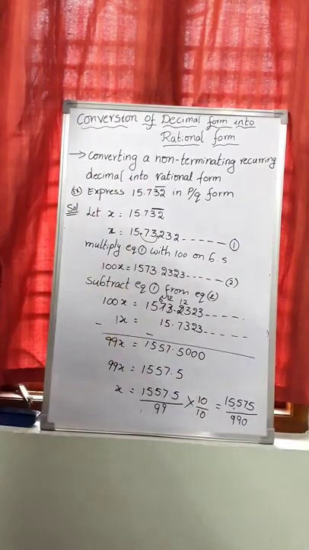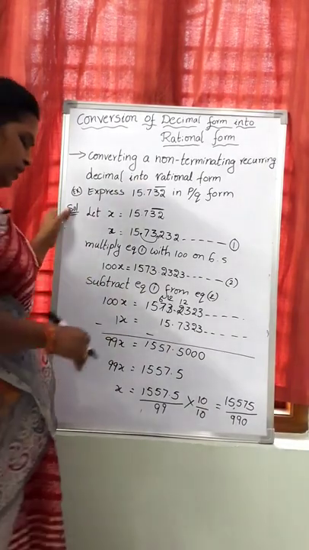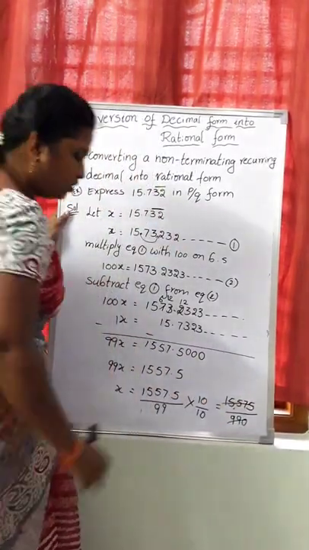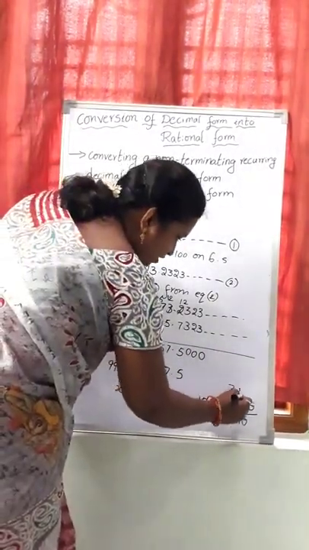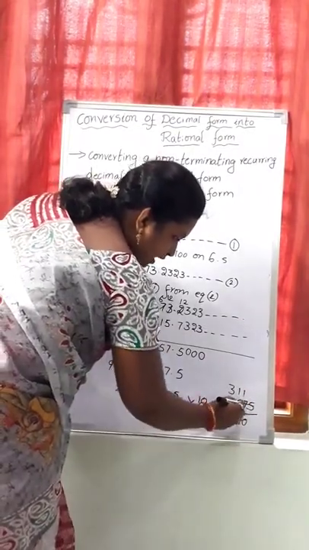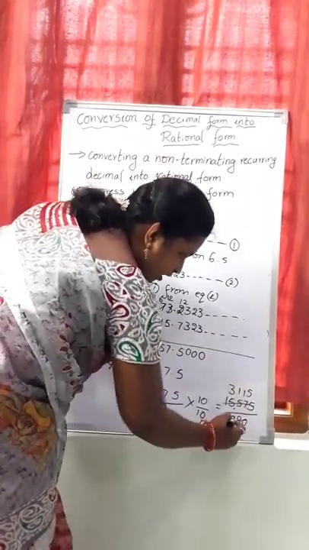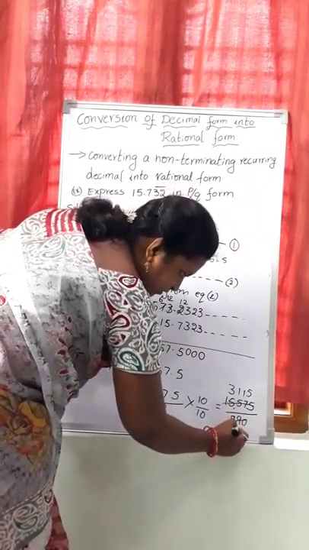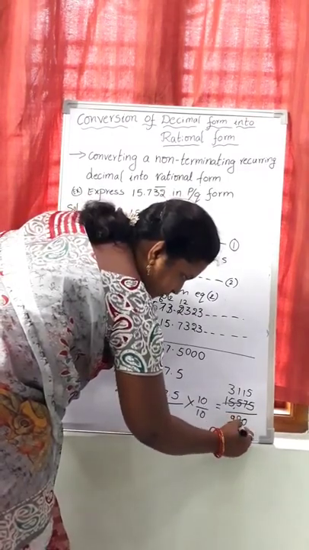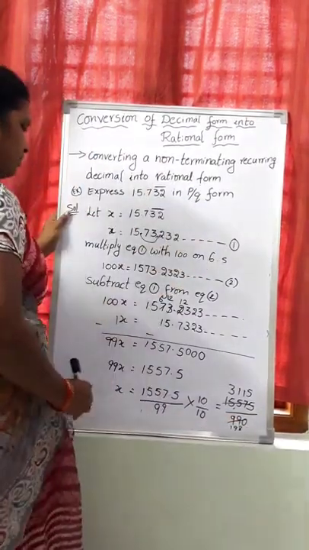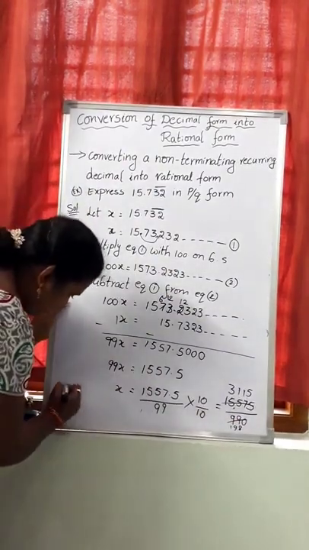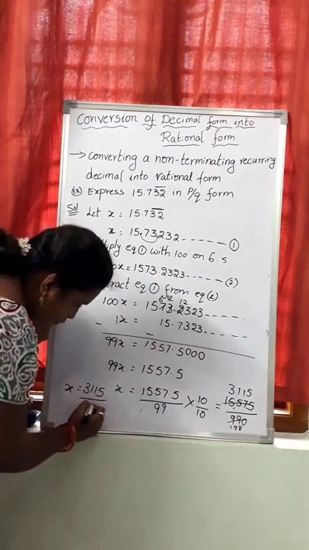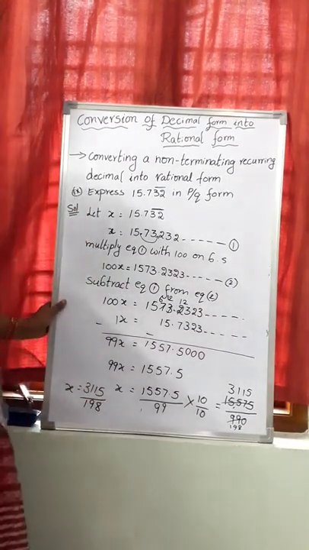Here once again we can do the cancellations, because it is not the simplest form. The 5 table goes on both: 5 3s are 15, 5 1s are 5, 5 1s are 5, and 5 5s are 25, and 5 1s are 5, 5 9s are 45, and 5 8s are 40. So we can write it as x = 3115 by 198.